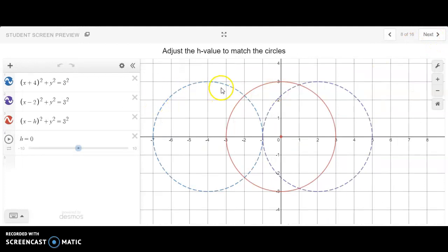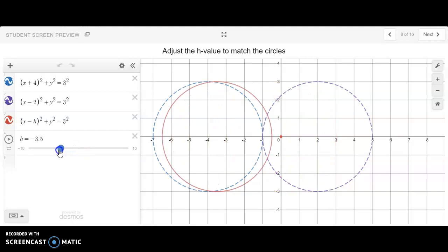Okay, adjust the h values to match the circle. So here we're just playing around, moving my h value. I move it left to match the blue circle. Notice my h value is -4, but when I look up here at my blue circle, it says x plus 4. That's that same opposite thing. What value of x will make this whole quantity 0? What brings us back to the origin? What brings us back to the point (0, 0)? Well, a value of -4 would bring us back, right?